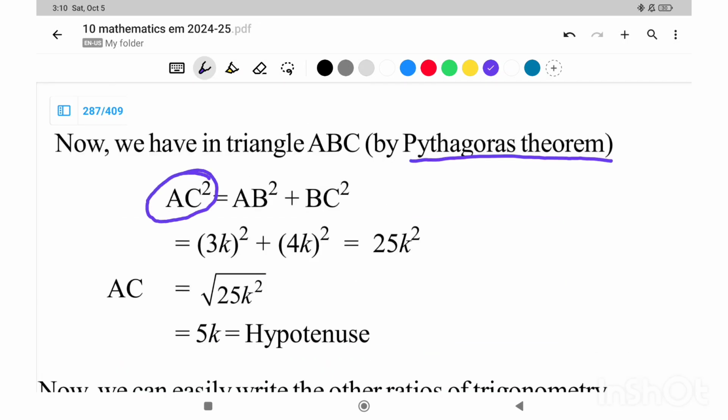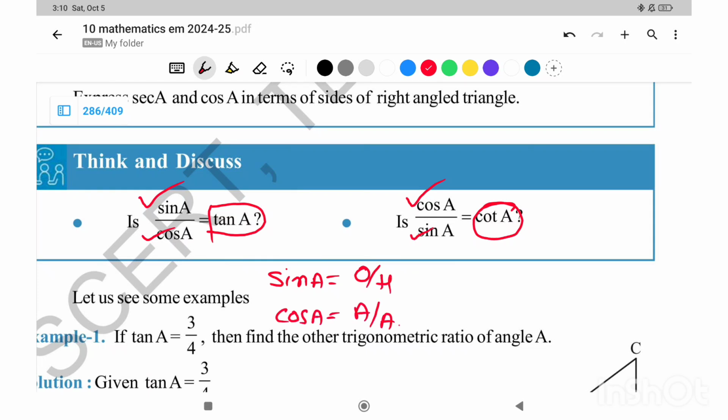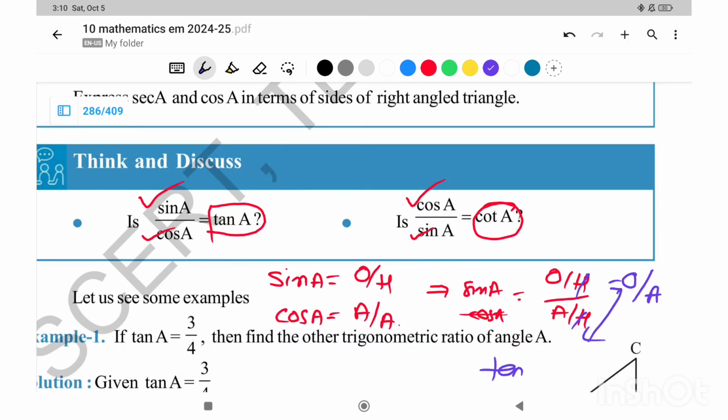Hypotenuse square is equal to side square plus side square. Tan A is equal to sin A by cos A. Cot A is equal to cos A by sin A. Why? Because sin A is equal to opposite by hypotenuse, and cos A is equal to adjacent by hypotenuse. We can write sin A by cos A equals opposite by hypotenuse over adjacent by hypotenuse. The hypotenuse cancels, and the remaining is opposite by adjacent side, which is nothing but tan.